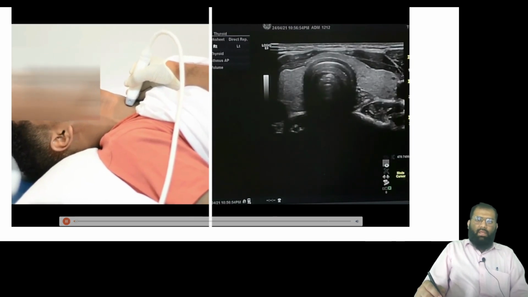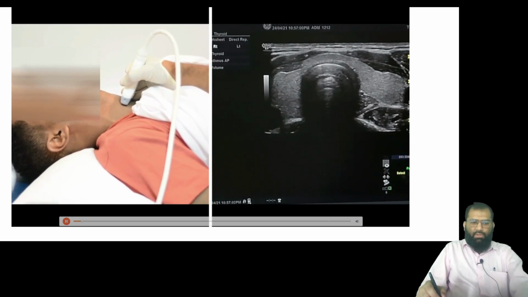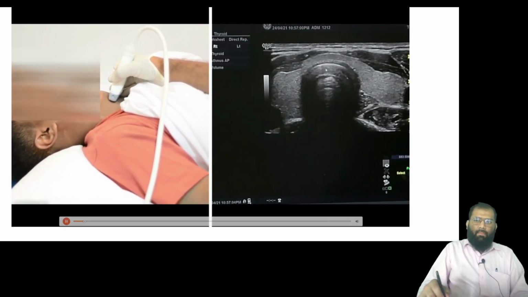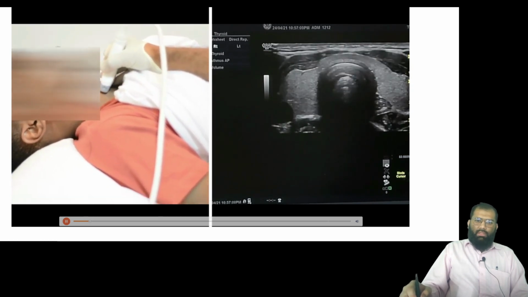So now this is where the patient is positioned, and we are clearly able to see how the patient is positioned, and you are able to see that on this screen.